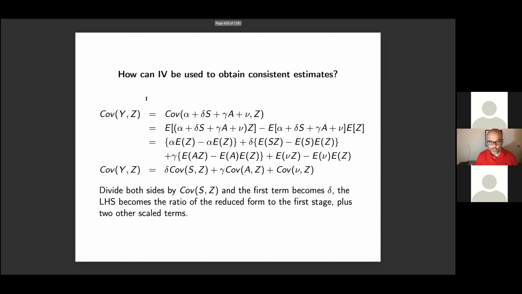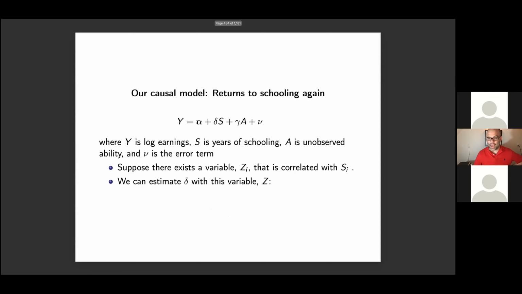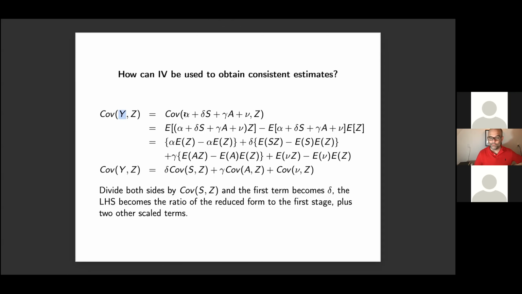All right, so let's go through it. We're going to write down a covariance between Y and Z. Y is earnings, Z is some instrument. I'm going to write down the definition of the equation. The equation was alpha plus delta S plus gamma A plus V, and instead of Y, I'm going to put the definition of Y in here. Then I'm going to rewrite my covariance in terms of its definition, which is the expectation of products minus the product of expectations.